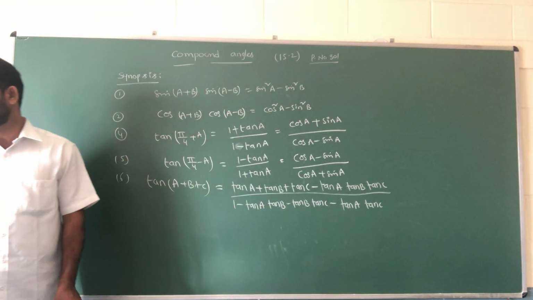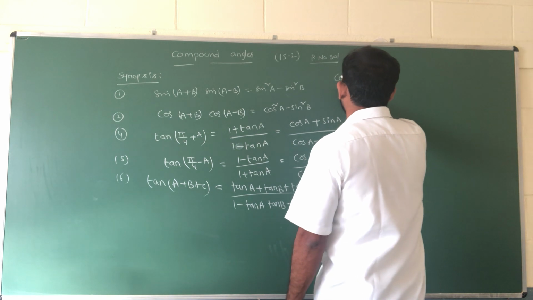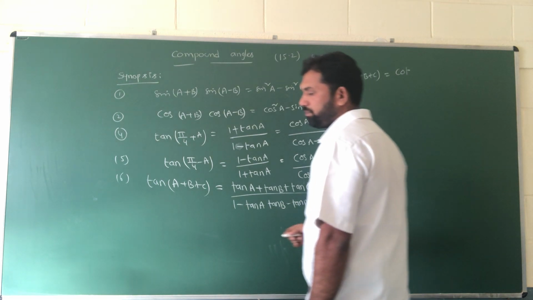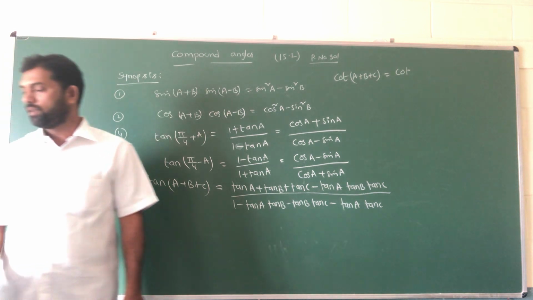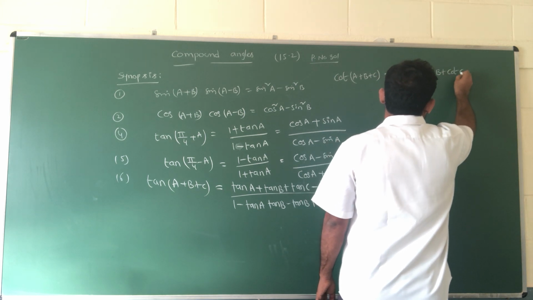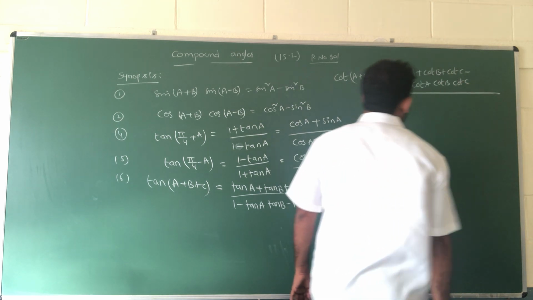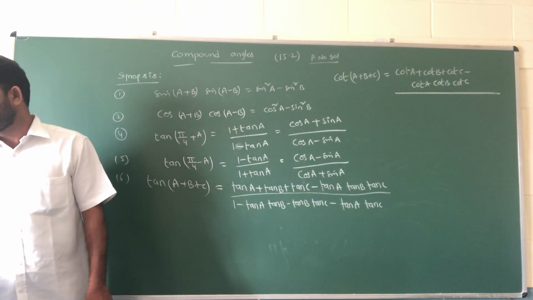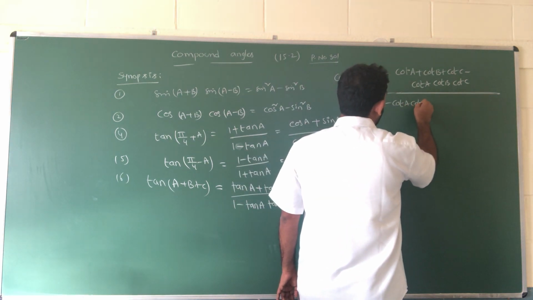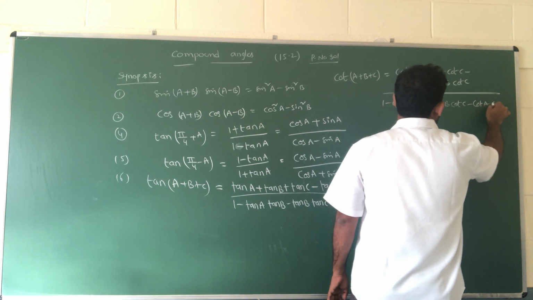Same like that, you can also write the cot of a plus b plus c formula. Cot of a plus b plus c is equal to cot a cot b cot c minus cot a plus cot b plus cot c, whole divided by 1 minus cot a cot b minus cot b cot c minus cot a cot c.